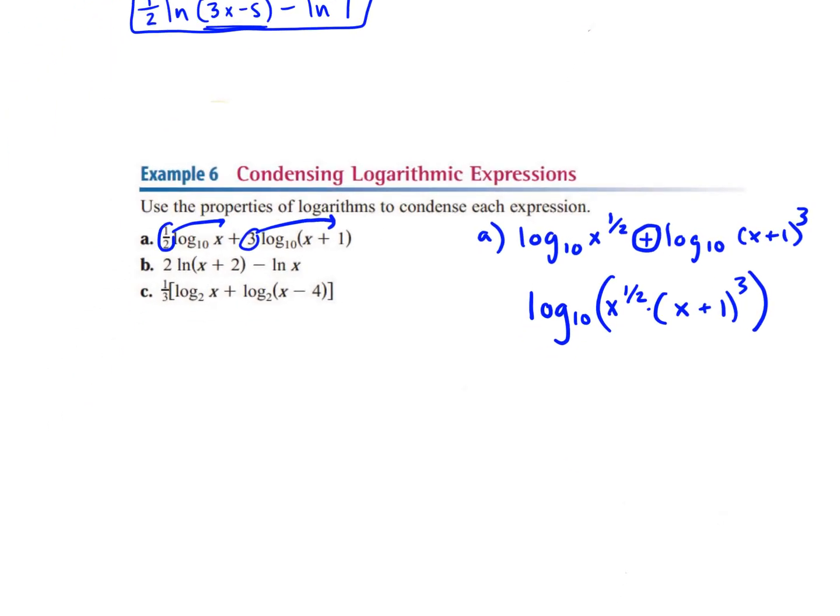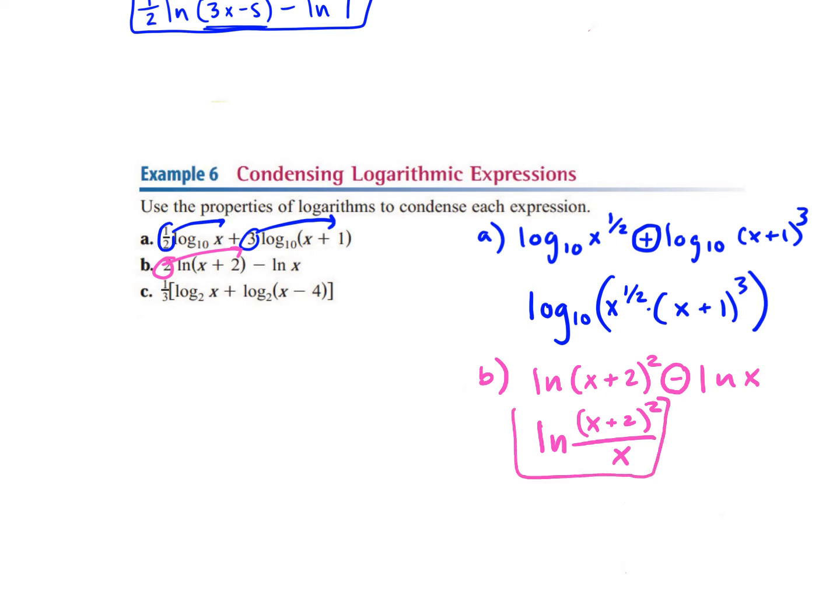All right, so looking at B. What should I do first? Bring the 2 up top, so I have ln of x plus 2 squared minus ln of x. What should I do next? I'm subtracting, so to condense it, I'm going to divide. So ln of x plus 2 squared divided by x. And that's my answer.